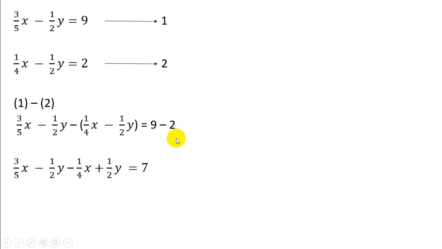Here you can see I can cancel the minus 1 over 2y with the plus 1 over 2y. So the remaining terms are 3 over 5x minus 1 over 4x equals 7. Again the denominators are different, so we find the LCM. LCM is 20. Then you simplify the numerator. 20, how many 5s are there? 4. So 4 multiplied by 3 is 12, so 12x is written here. 20, how many 4s are there? 5. 5 multiplied by 1 is 5x.